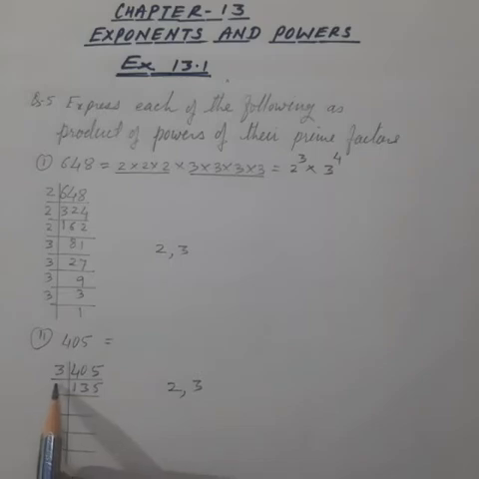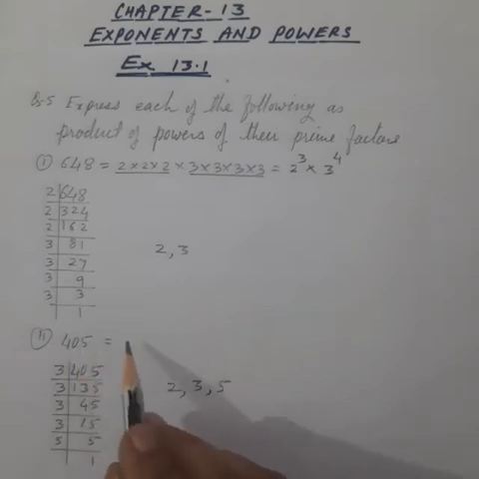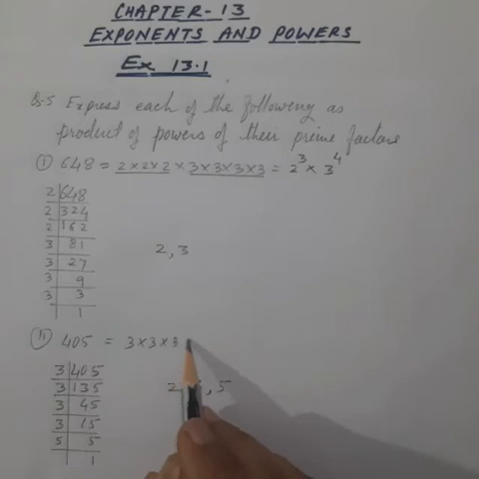Again it is divisible by 3. Divide by 3. 3 4s are 12 and 15. 3 5s are 15. 45 is divisible by 3. 3 15s are 45. 15 is again divisible by 3. 3 5s are 15. And now 5 is not divisible by 3. The next prime number is 5, so divide by 5. 5 1s are 5. The prime factorization of 405 we get here is 3 into 3 into 3 into 3 into 5.